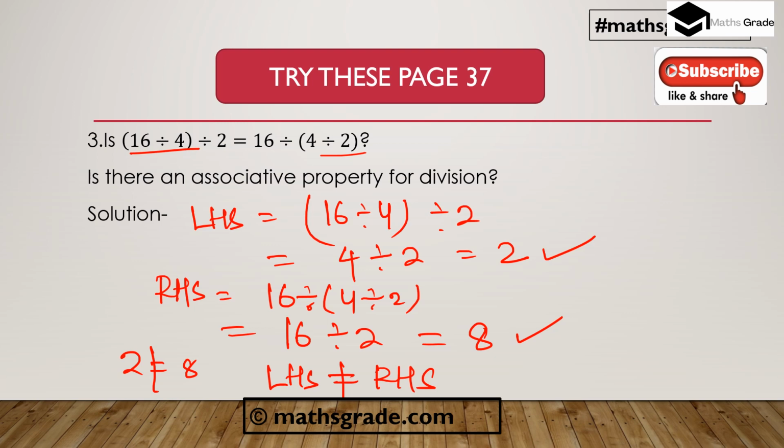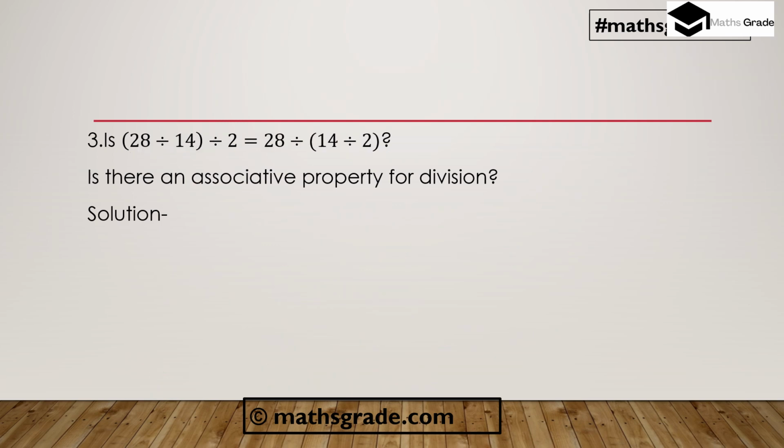Is there an associative property for division? No, there is no associative property for division of whole numbers. Now question number 3, is 28 divided by 14 divided by 2 equal to 28 divided by 14 divided by 2, grouped the other way? Is there an associative property for division? We have to verify the associative property for division of whole numbers, whether this is true or false.